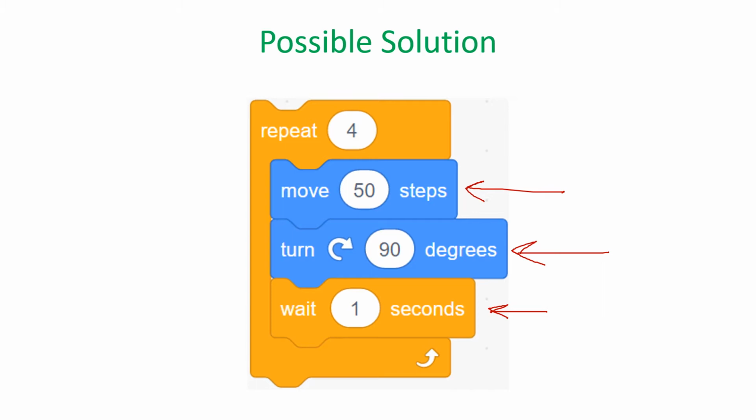And then I repeated the whole thing 4 times to make them go around 4 times. Now you could have just, of course, put the move, turn, move, turn, move, turn in there 4 times, and that would have worked. But better programming technique is to use a loop.